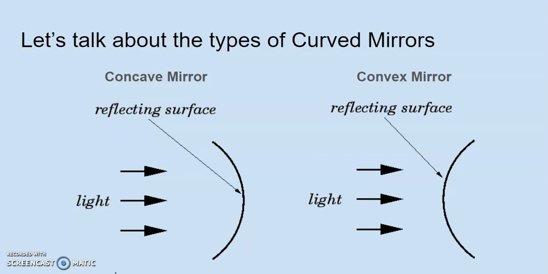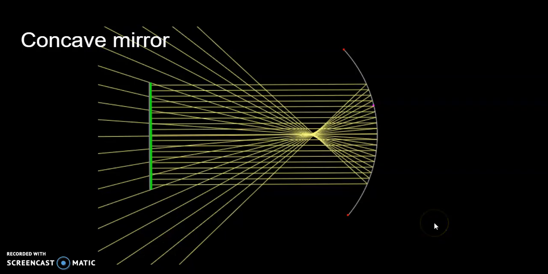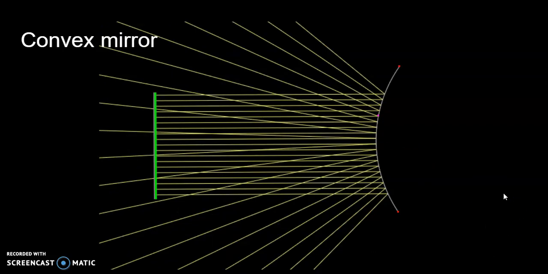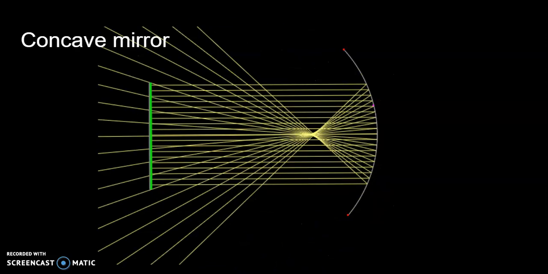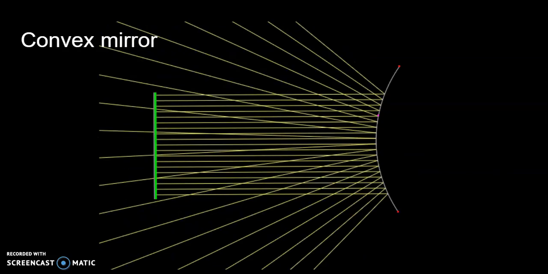A couple of other comments about types of curved mirrors. Concave mirrors have the reflecting surface like so. It's sort of like the inside of a spoon, where the light comes in this way. And the convex mirror is the outside of the spoon, where the reflecting surface is like so. If it's a well-designed concave mirror, that is in fact a paraboloid, the light rays will focus into a point or a plane. With a convex mirror, they diverge. They do not meet. They meet for a concave mirror. They do not meet for a convex mirror.